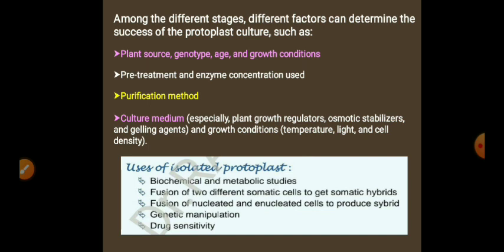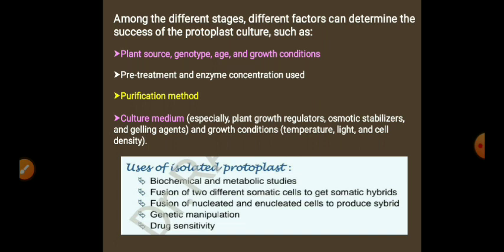Okay. Among different stages of the plants we selected, there are different factors in how the protoplast culture will be successful. This successful protoplast culture mainly depends on the plant source. What kind of plants we choose, what the genotype is, what the age of the plant material is, how the growth condition is, how the surface sterilization was done, and what enzymes we choose to digest the cell wall and isolate the protoplast, how we purified the protoplast, whether the protoplast is viable or not when we culture it, what culture medium we used to grow the protoplast, what kind of growth hormones we used, and what the growth conditions are: temperature, light and cell density. So all these things will decide the success of protoplast culture techniques.